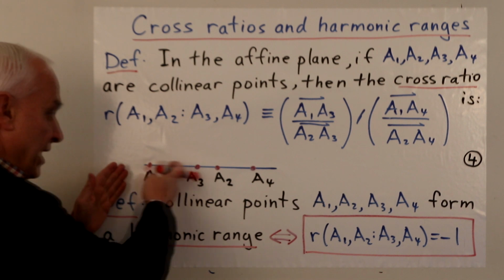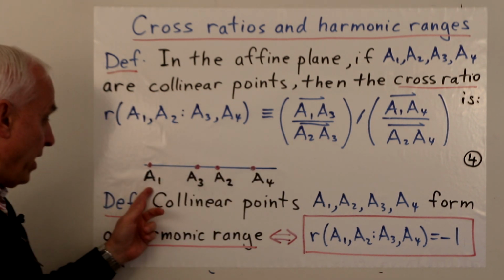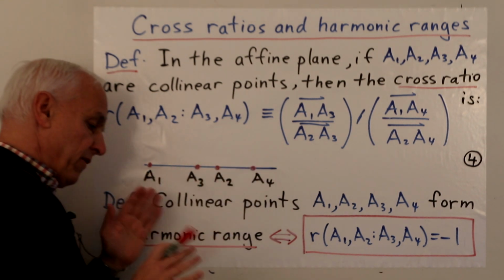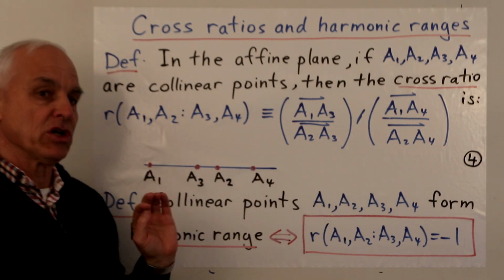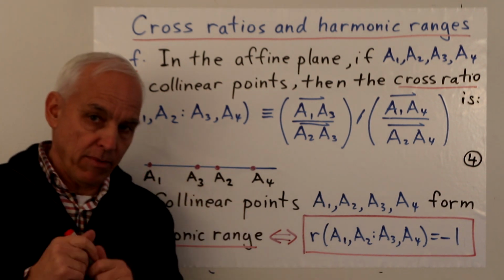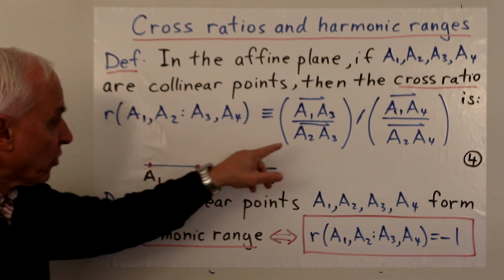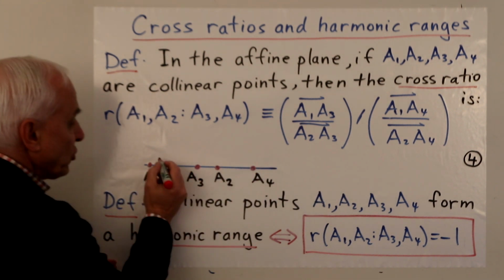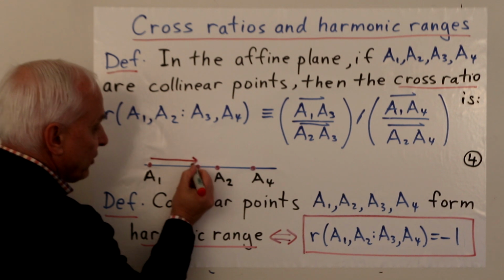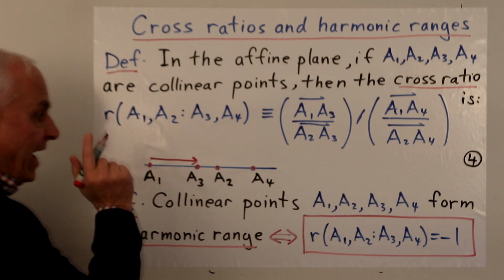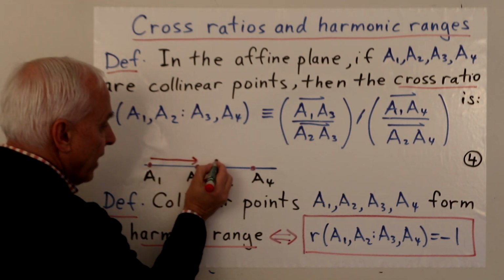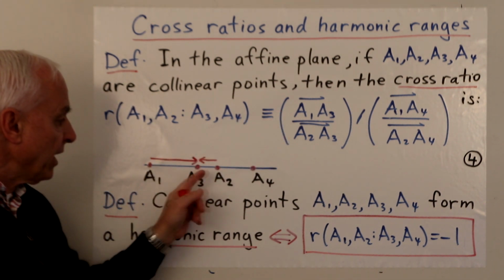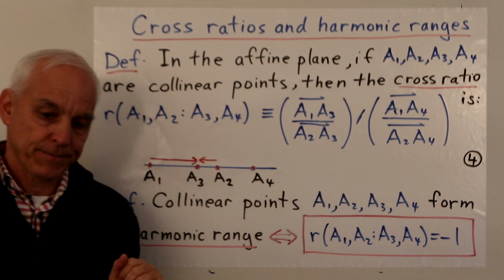Let me illustrate with these 4 points, A1, A2, A3, A4. I'm putting them in this order for a reason, but actually the definition works no matter how they are arranged. So what are the ingredients in the definition for this situation? Well, there's the vector A1, A3, and then there's the vector A2, A3. So let's think about this ratio. What's the vector A1, A3 divided by A2, A3?